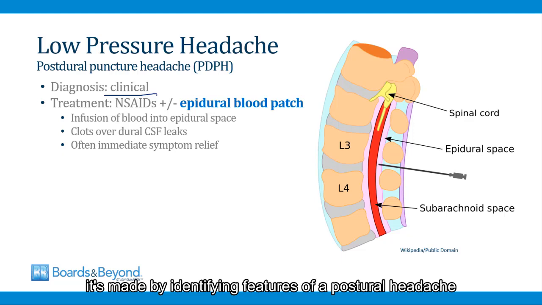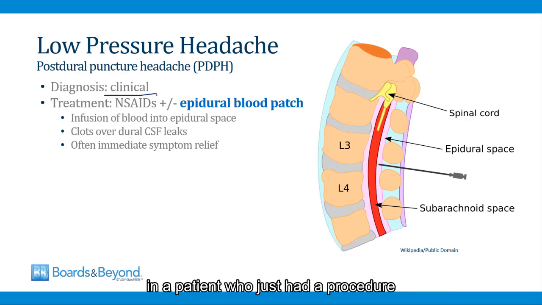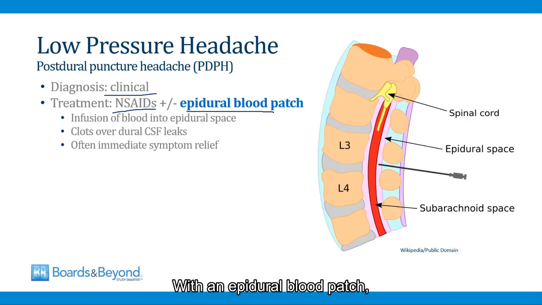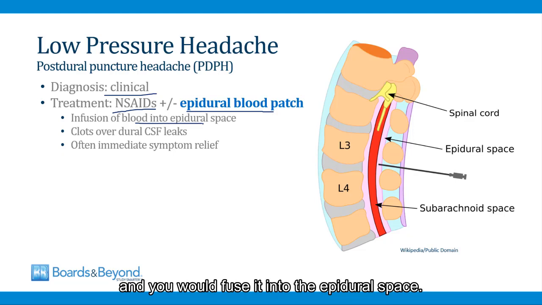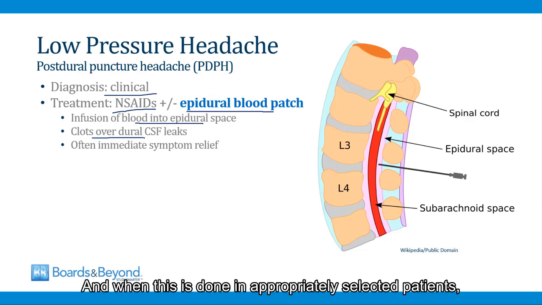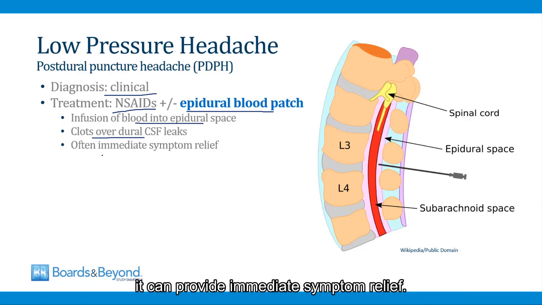It's made by identifying features of a postural headache in a patient who just had a procedure involving the spinal column. And the treatment is with NSAIDs or with something known as an epidural blood patch. With an epidural blood patch, you take a small amount of venous blood from a peripheral vein and you infuse it into the epidural space. And the idea is that it will form a clot over any CSF leaks in the dura. And when this is done in appropriately selected patients, it can provide immediate symptom relief.